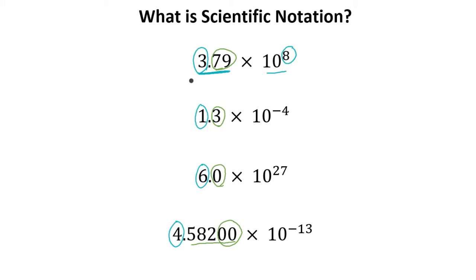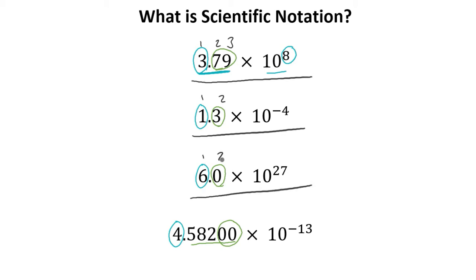So how many significant figures in this first number? 1, 2, 3 significant figures. What about our second number? There are just 2. What about our third number? There are also 2. This 0 is automatically significant because it is part of the scientific notation. And our last number has 1, 2, 3, 4, 5, 6 significant figures.